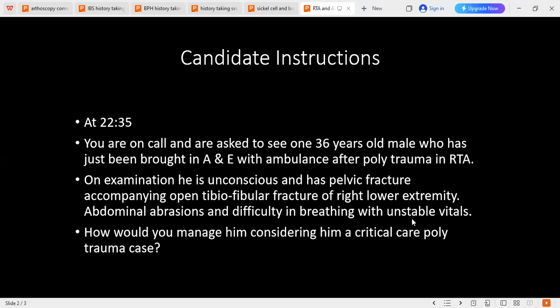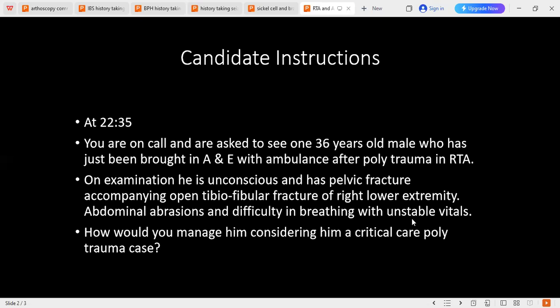Tachycardia and tachypnea. In class 3, tachycardia, heart rate more than 120, and tachypnea, respiratory rate more than 20. And urine output should be? In class 3, it's less than 30.